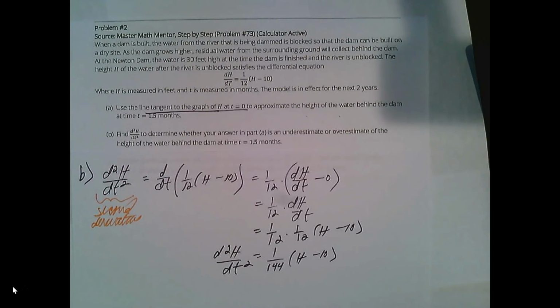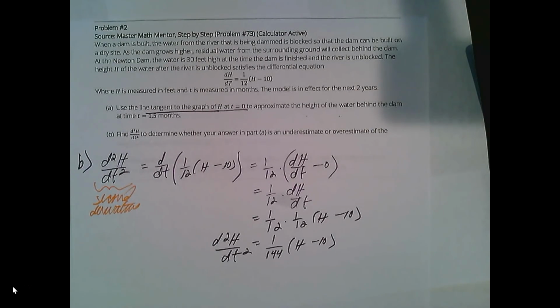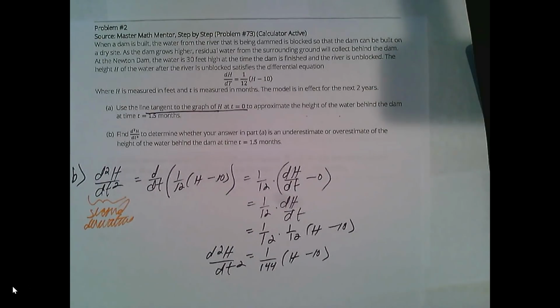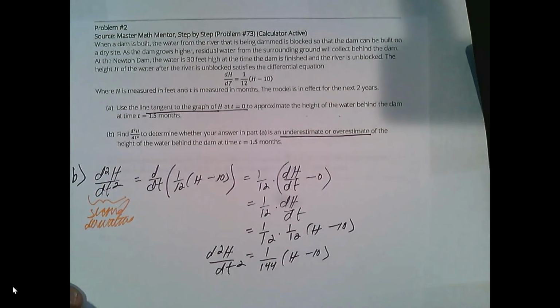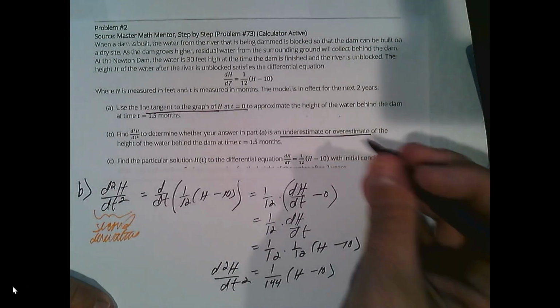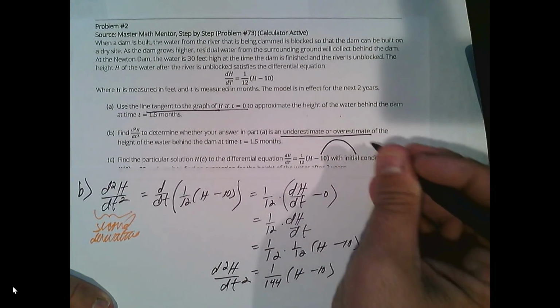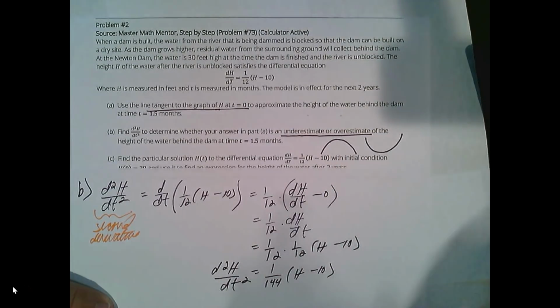Now you might be thinking, why did they ask me to find the second derivative? Because they're guiding you to be successful here. You want to determine whether you have an underestimate or an overestimate, and we've talked about this a lot in class. To do that, you're going to have to look at the concavity. You want to see how the curve bends.